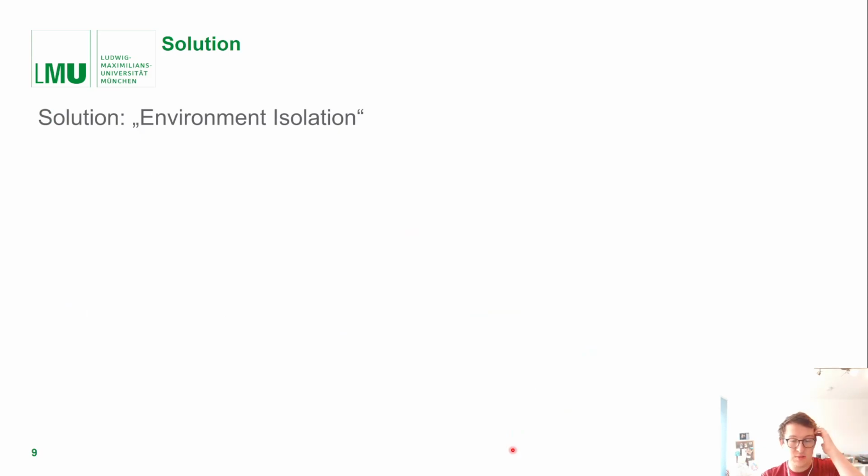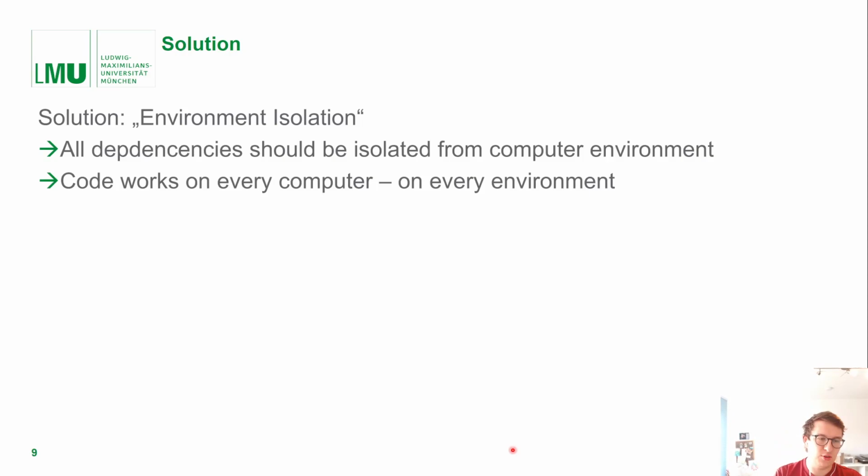And as a solution, we do something which is called environment isolation. So all dependencies should be isolated from the computer environment. It should have nothing to do with the device that we are working on. This information of our dependencies should be stored somewhere else. And this would then make sure that our code works on every computer, or put differently, on every environment.